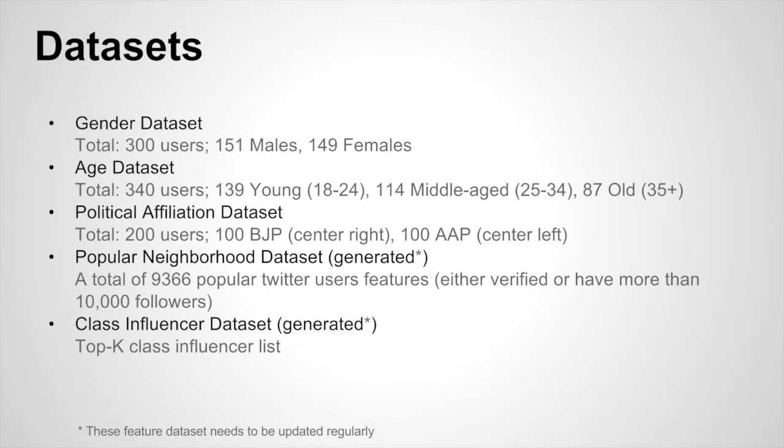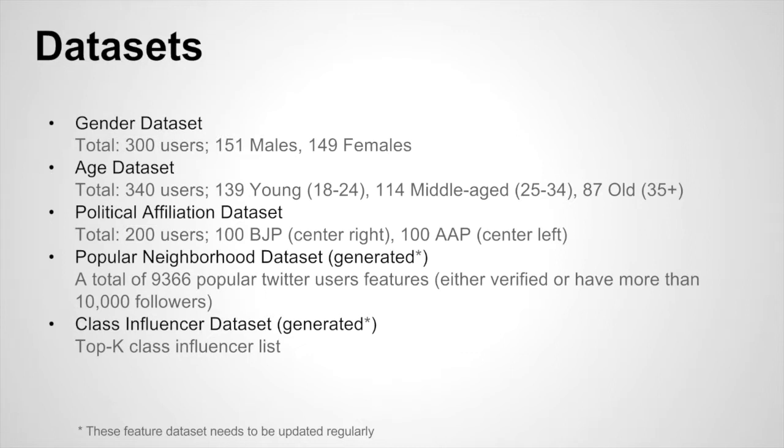So for example, if we use LinkedIn, we knew if the person has X amount of experience, we could have guessed what kind of age category that user may belong to. But still we fell short of our target of 400 users. We could only capture 340 users, out of which 139 were young, that is 18 to 24 years of category, 114 were middle-aged, which are 25 to 34, and then 87 were old, which are 35 plus.